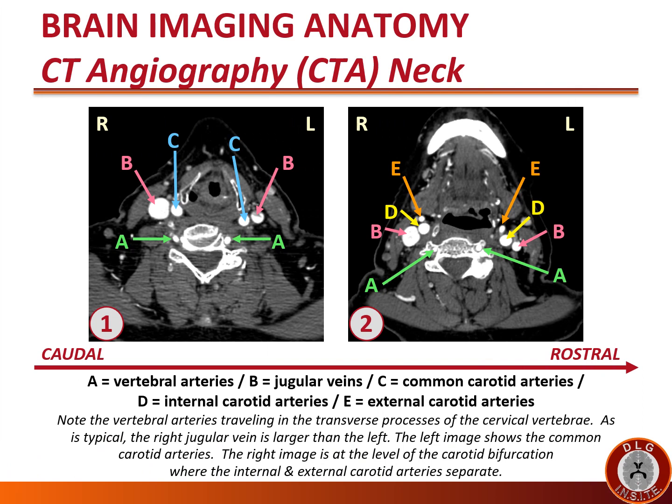A identifies the vertebral arteries, B the jugular veins, C the common carotid arteries, D the internal carotid arteries, and E the external carotid arteries. Note the vertebral arteries traveling in the transverse process of the cervical vertebrae. And as is typical, the right jugular vein is larger than the left.